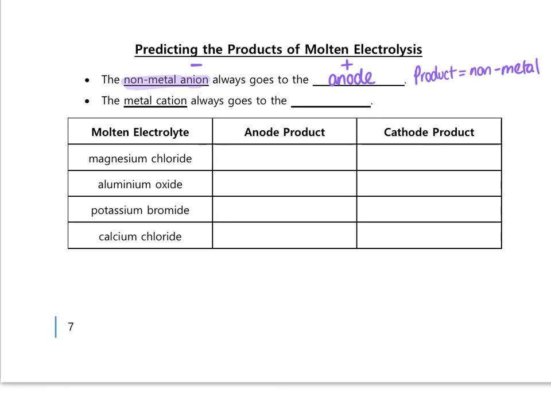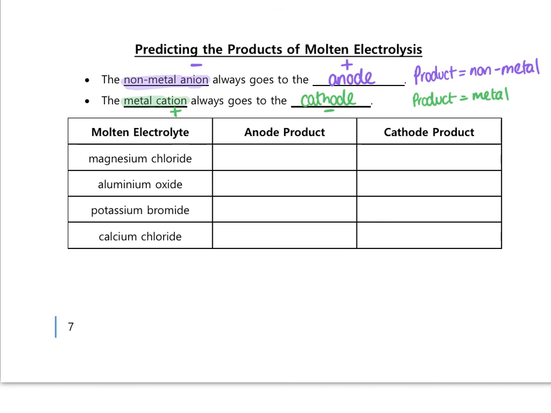And then the opposite is true for the cathode, because the cation is always the metal ion. So if you think of an ionic compound, it is always made up of a metal and a non-metal. The metal ion is always positive, and so it is attracted to the negative electrode, which is called the cathode. So in that sense, the product at the cathode is always a metal.